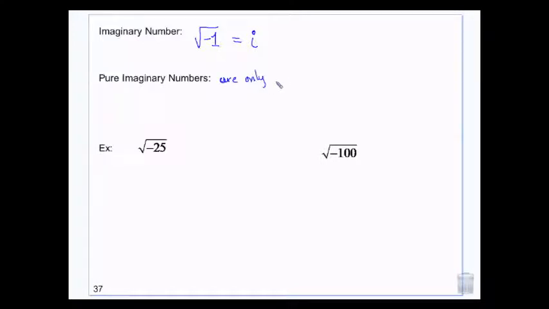Pure imaginary numbers are only imaginary. So we have things like 5i and 3i, or just i, or negative 2i. These are pure imaginary. And that comes from taking square roots of negative numbers. So the square root of negative 25: the square root of 25 is 5, so it'll be 5i. And the square root of negative 100 is going to be 10i. So you take the square root of the number, and then the negative becomes an i.